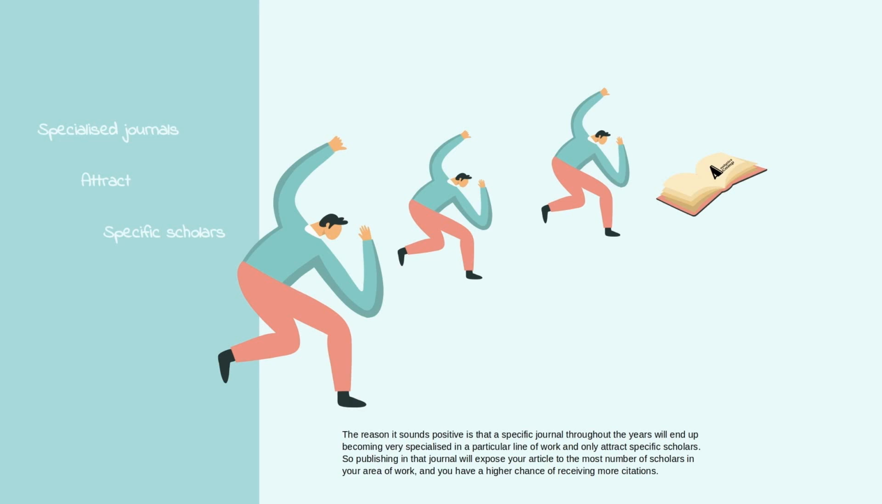The reason it sounds positive is that a specific journal throughout the years will end up becoming very specialized in a particular line of work and only attract specific scholars. So, publishing in that journal will expose your article to the most number of scholars in your area of work, and you have a higher chance of receiving more citations.